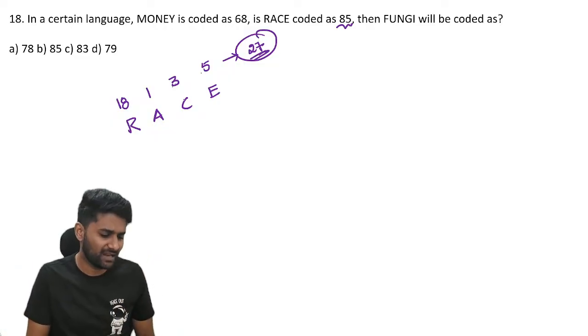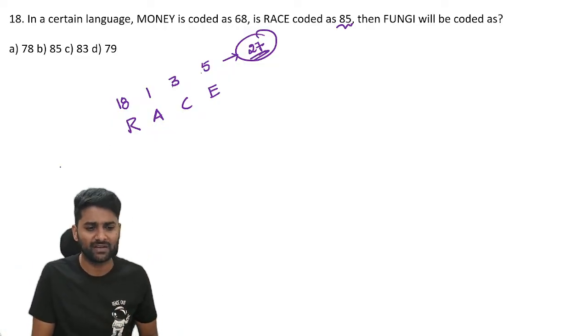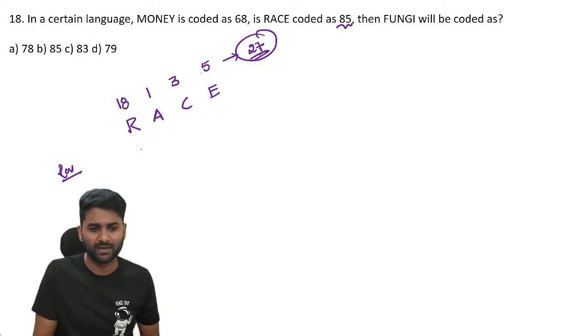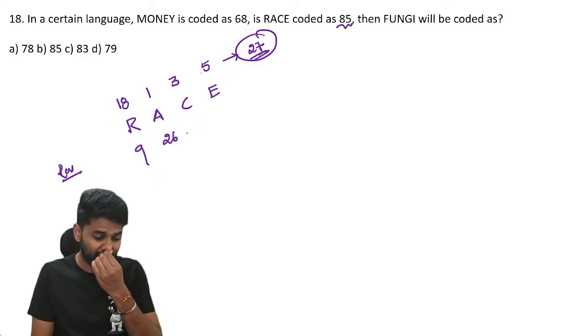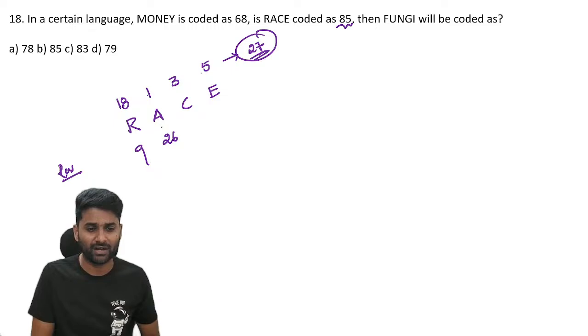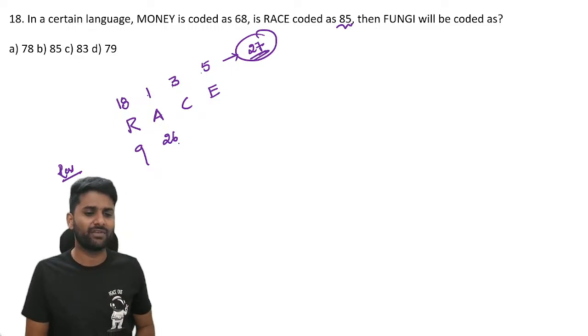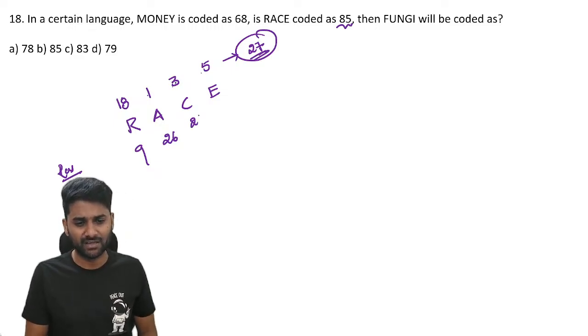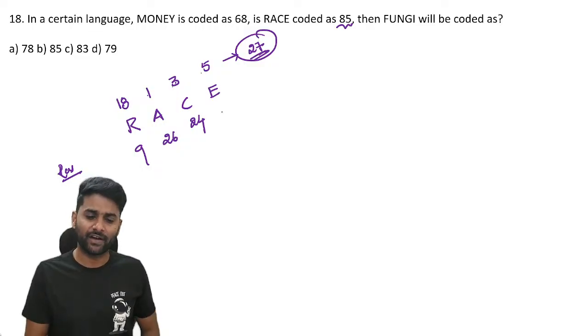Okay, we are done with the alphabetical positions. Now let's go through the reverse alphabetical positions also. R is 9, A is 26. Remember that for any letter, the sum of the alphabetical and reverse alphabetical positions is 27. If it is 1, we need 26. If it is 3, definitely it's 24. If it is 5, then 27 minus 5 is 22.